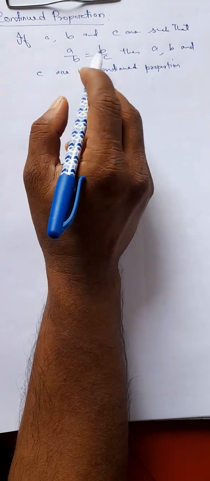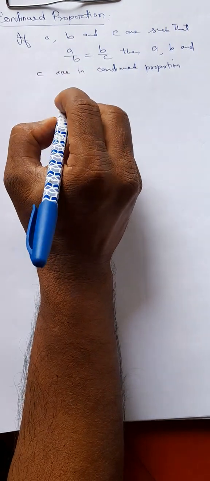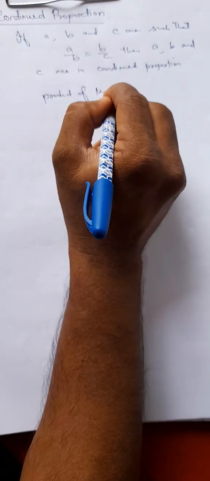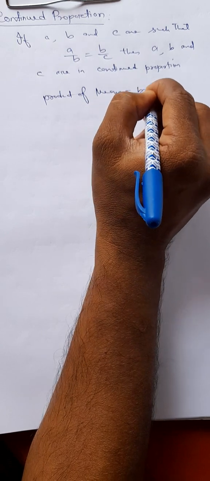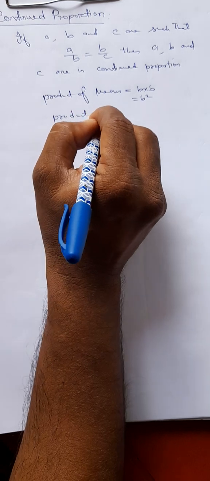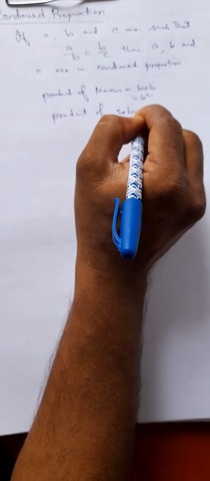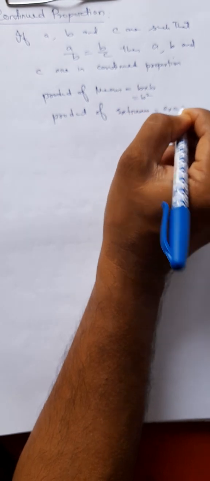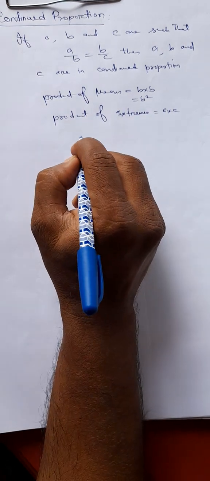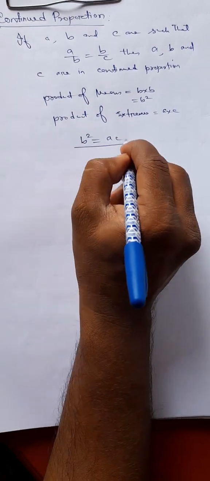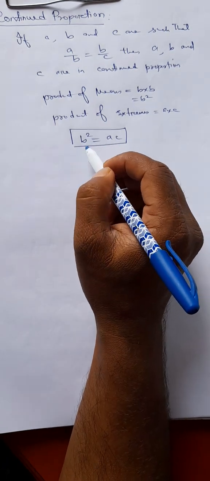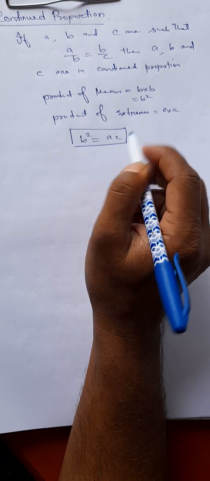Here also you can say product of means equals product of extremes. What is the product of means? B multiplied by B, B square. Product of extremes, A multiplied by C. Now we earlier discussed that product of means equals product of extremes. So B square equals AC. So if A, B and C are in continued proportion, then the square of the mean is the product of the extremes.